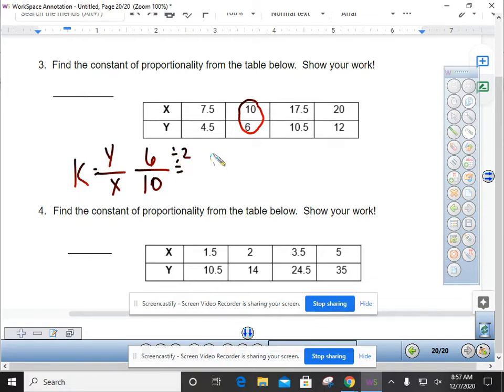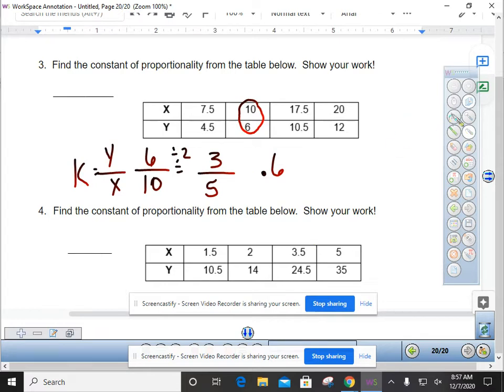What's 6 divided by 2? 3. And 10 divided by 2? 5. That's the answer. 3/5. Or you could have put 0.6. 6/10, because that's what that says. Okay. Is everybody with me? It doesn't matter if the big number is the Y or the little number is the Y. Whatever the Y is, that's what goes on top. Got me? Questions over that?